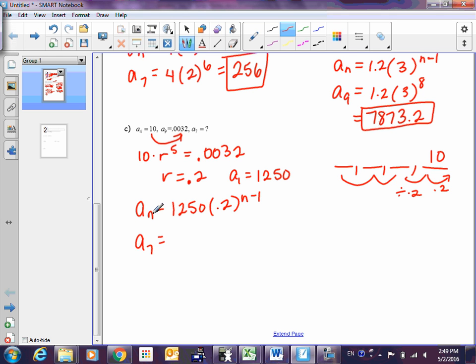Now I'm going to use this to find a sub 7, but we also could have taken 10 and multiplied it by 0.2 3 times, or we could have taken 0.0032 and divided by 0.2 a couple of times. So you could come up with a sub 7 a few different ways, and that would be a good way to check your work. When you type this in, you're going to get 0.08, or as a fraction, 2 over 25.